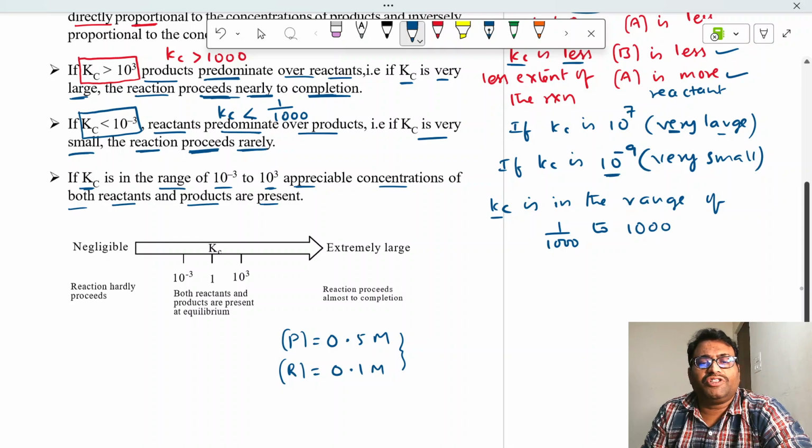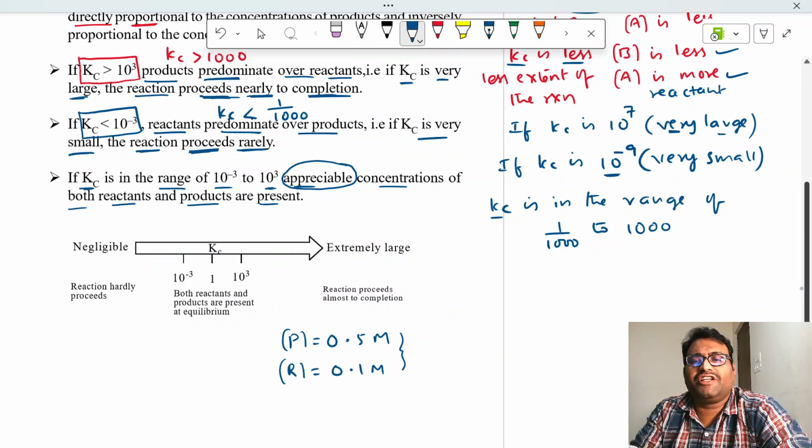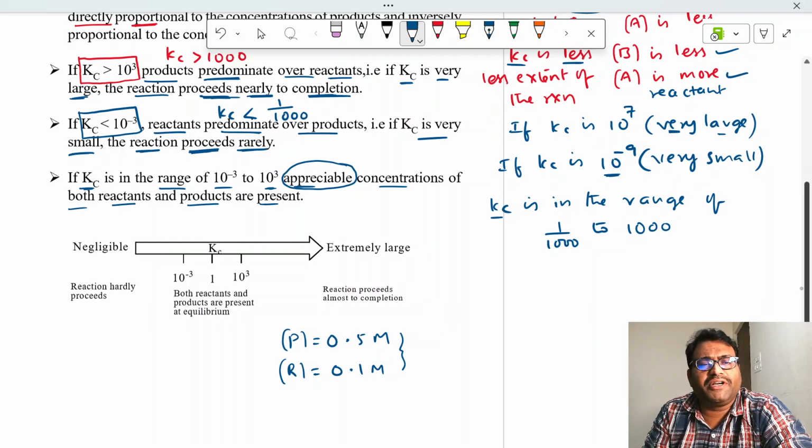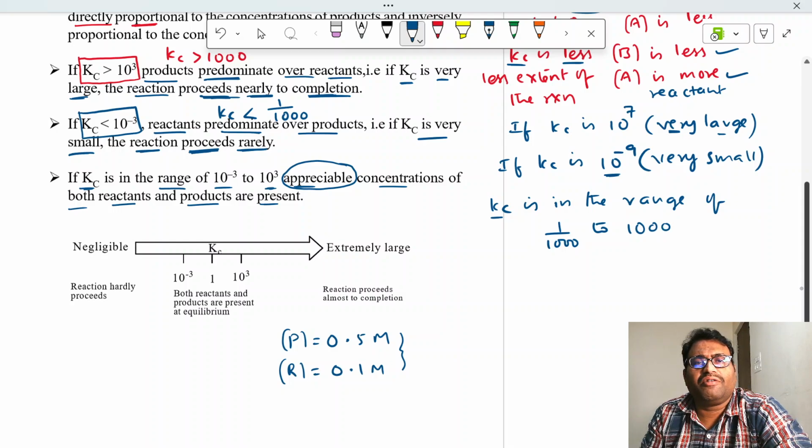So now we can say that they can be compared. Comparable values of concentrations are present. That is the meaning they have used here: appreciable concentrations of both reactants and products are present. Generally, if Kc is very large or very small, one of the concentrations will be very high and the other very small. But if it is between 1 by 1000 to 1000, then appreciable concentrations are present for both product and reactant. Are you getting this? Right?